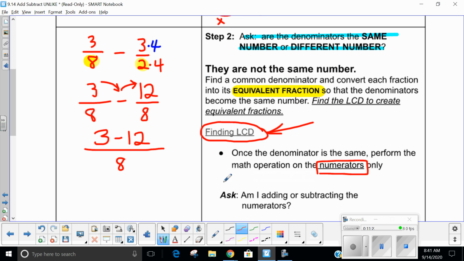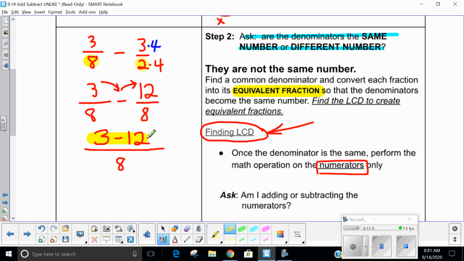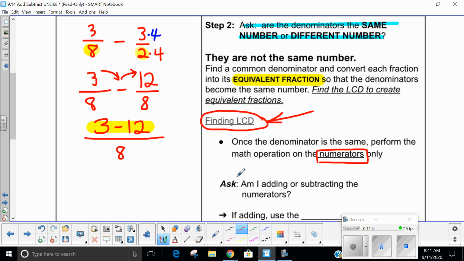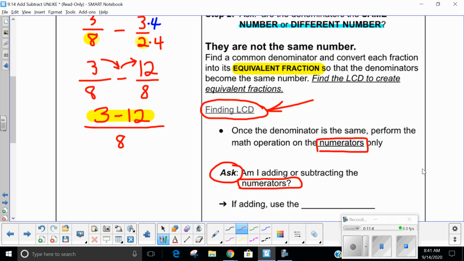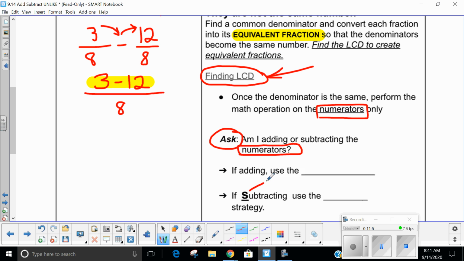Okay, now remember, in problems like this, my denominator is going to stay the same. I made it 8, so that's not going to change. So the only thing I have to look at right now is how to calculate this value for the numerator. Okay, and that is where you have to ask yourself, am I adding or am I subtracting the numerators? Now in this case, what are we doing? Adding or subtracting? We're subtracting, so what are we going to do? What strategy? We're going to use SAO.